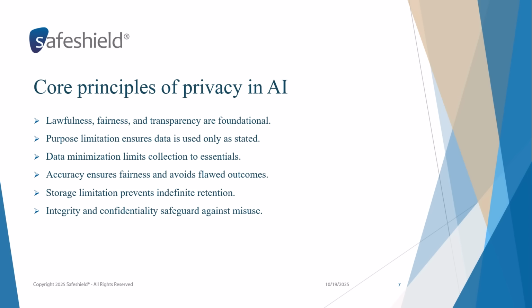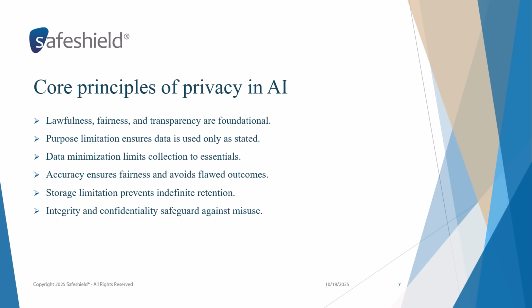Second is purpose limitation. Personal data must be collected for a specific, explicit, and legitimate purpose and not repurposed without consent. For AI, this means clearly defining the use case and avoiding function creep, where data collected for one reason is used for another. Third is data minimization. AI developers should limit data collection to only what is necessary for the system to function. Excessive or irrelevant data increases both risk and liability.